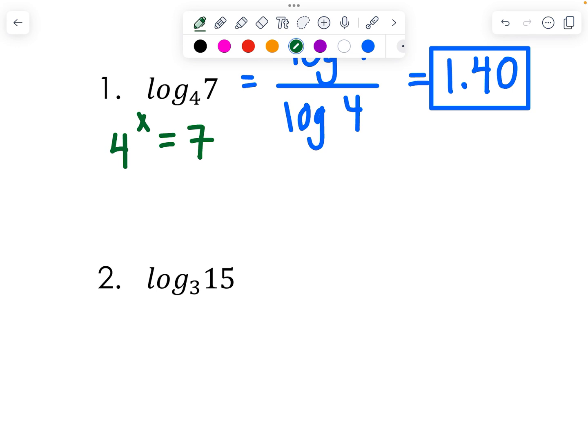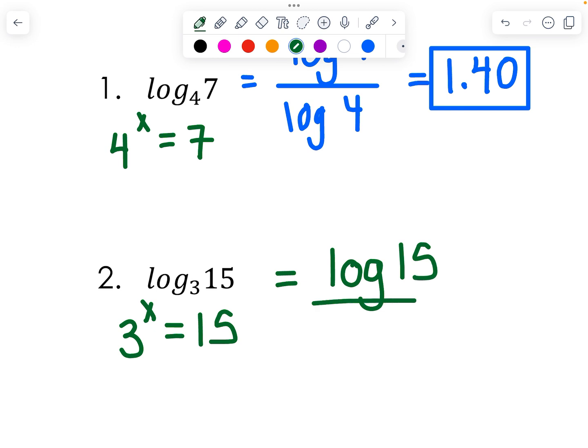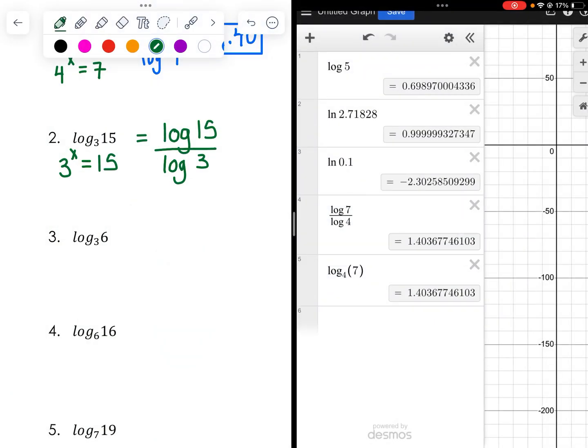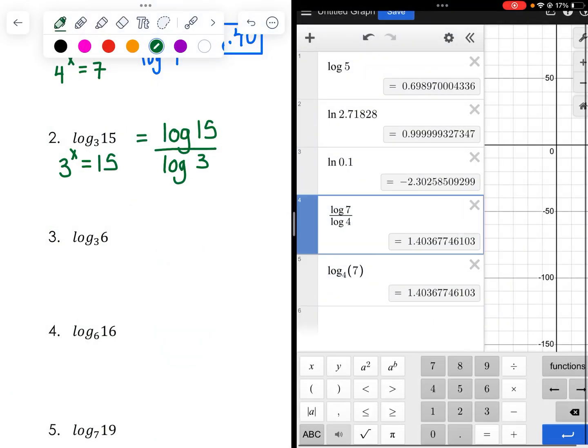This one is asking 3 to what power equals 15. Again, this is probably going to give us a decimal because 3 squared is 9 and 3 to the third is what, 21, 27, one of those. So it's going to be in between 2 and 3. So if we use our change of base, we're going to do log of 15, the big number on top, divide by log of 3, the little number on the bottom. And I'm going to show you that both of these get you the same answer.